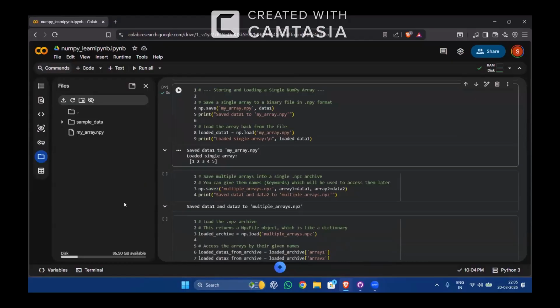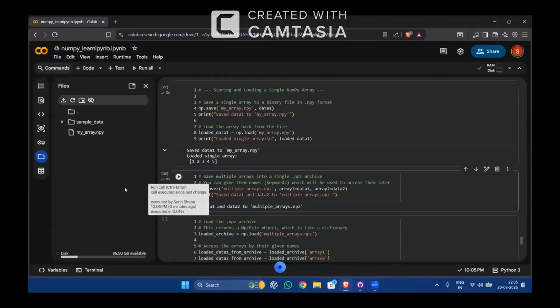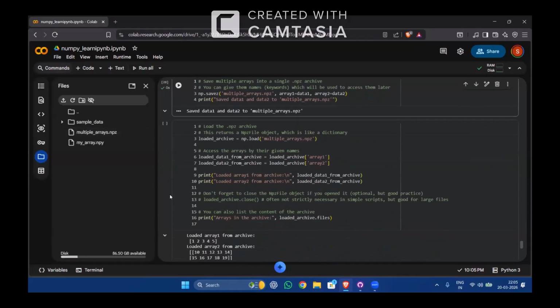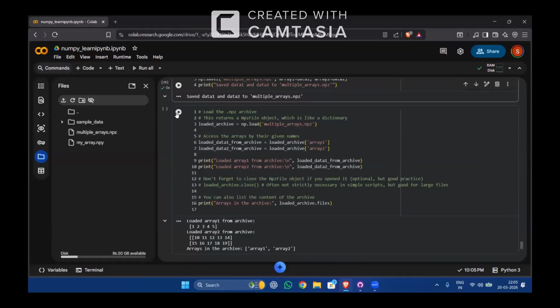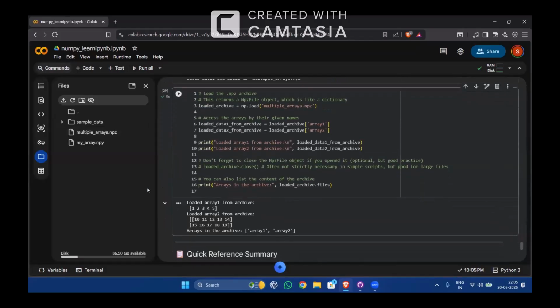And also, if you have multiple arrays that need to be stored as a single entity, then it is not NPY, it is NPZ. NPZ is NumPy zip. And again, you can use the load function to load it back, and use the array names to get each one independently and print the details.